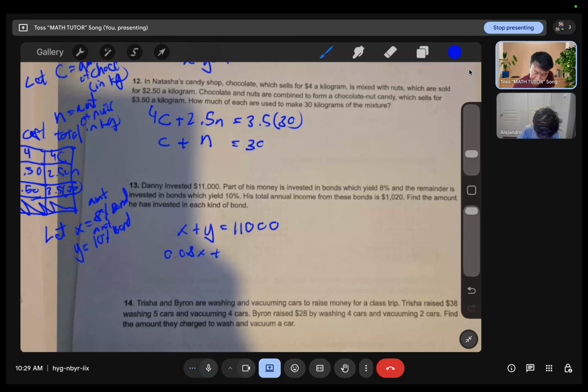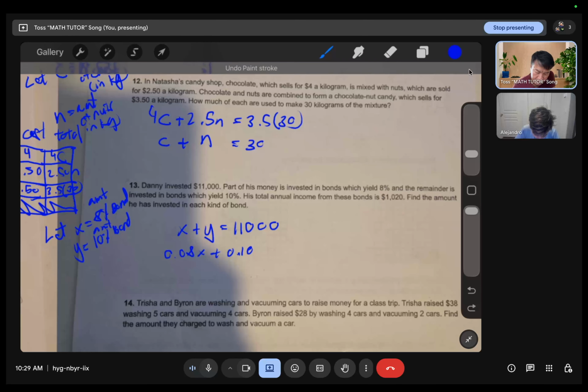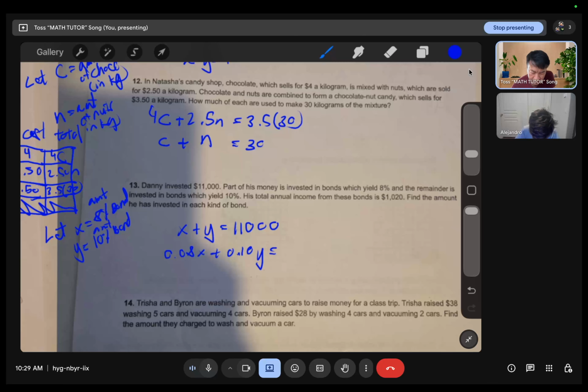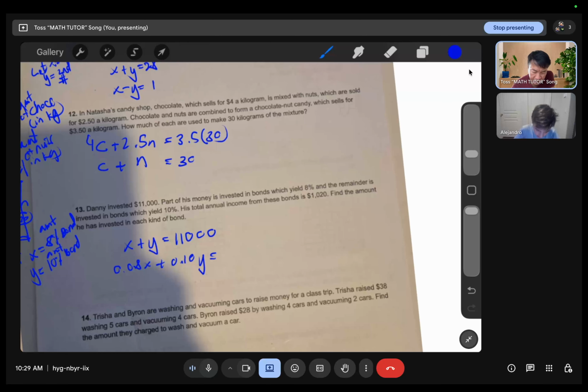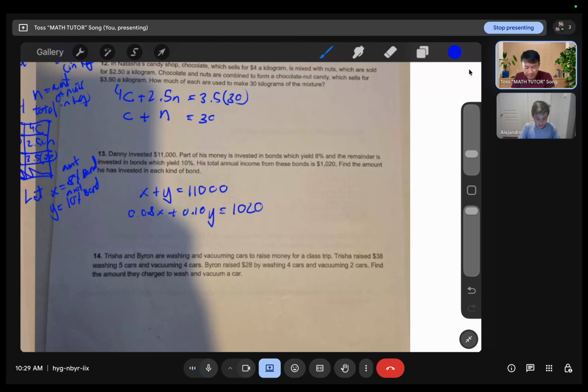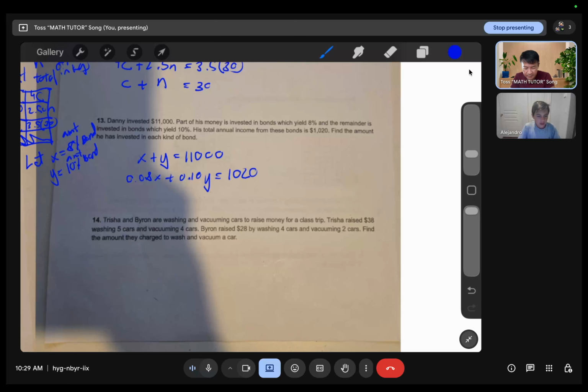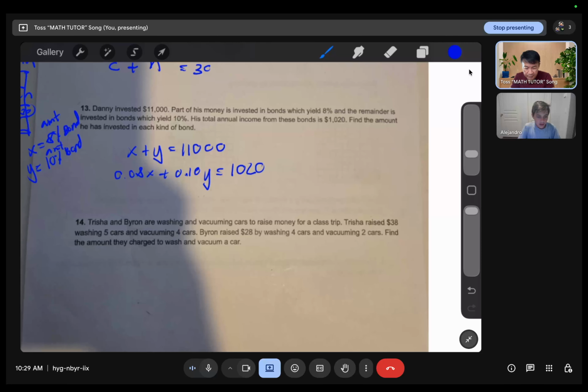And 0.10. It's up to you on that zero in the back. I would do it because I did 0.08 here, two decimal places, and then Y equals what? The bond amount, right? Yeah, the 1,020. 1,020. Okay, that's that. Let's finish setting up everything. That looks good to me. Let's finish up everything and then we'll come back and look at the work.